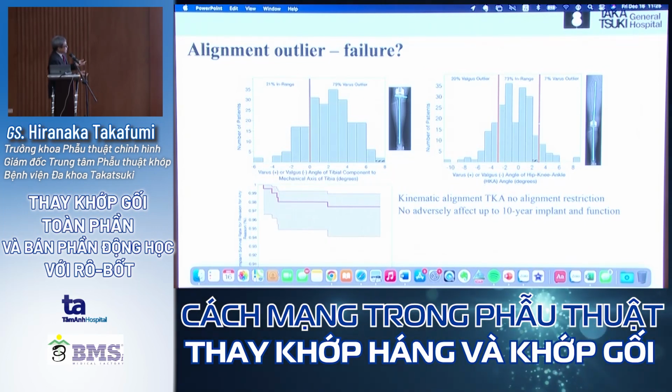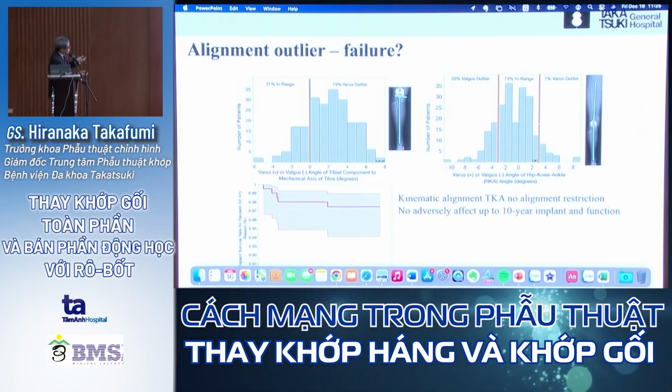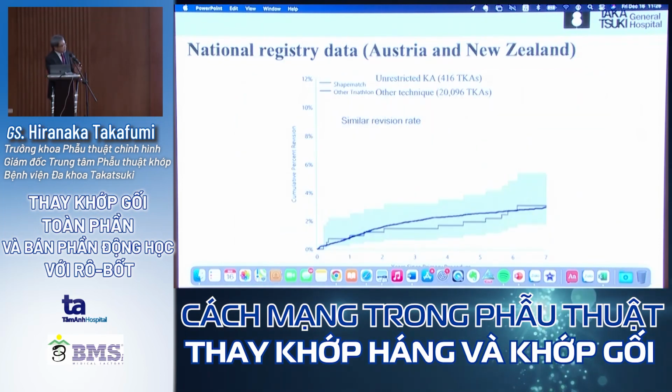The 10-year survival rate should be 98% up to 10 years, regardless of the component and leg alignment. And the previous national registry data is similar: unrestricted kinematic alignment is the same as all other techniques. The survival rate should be similar up to 7 years.